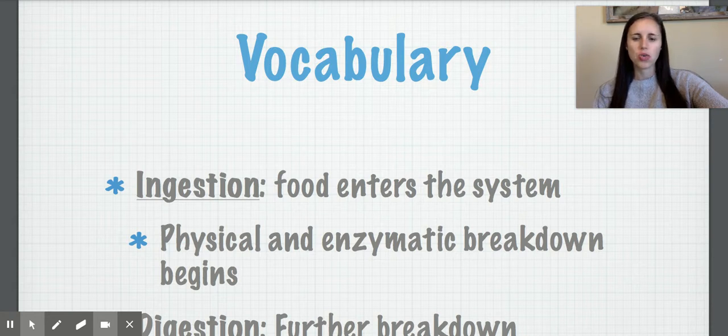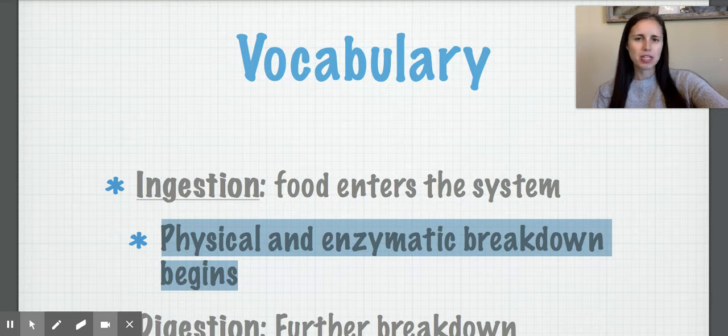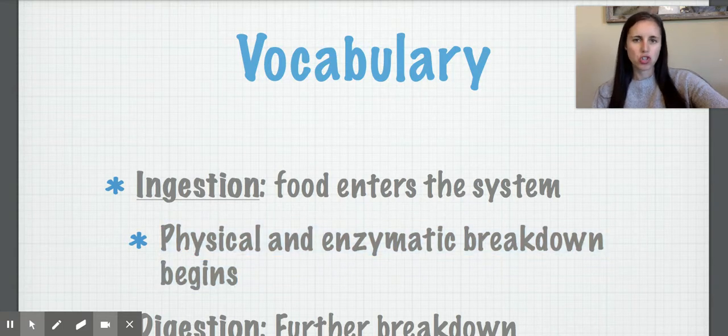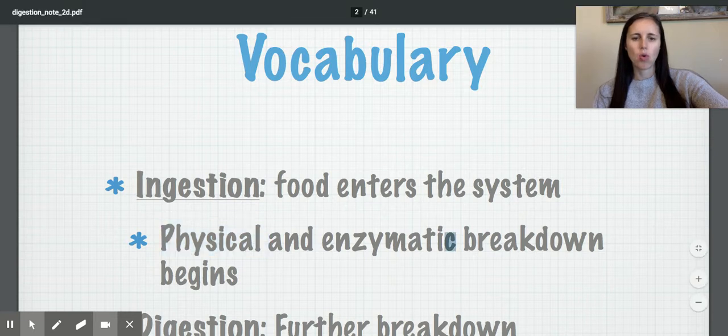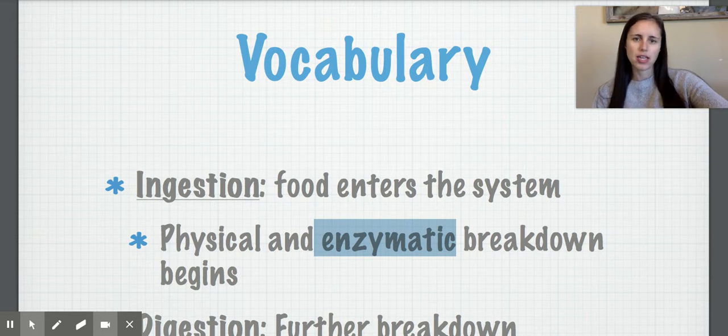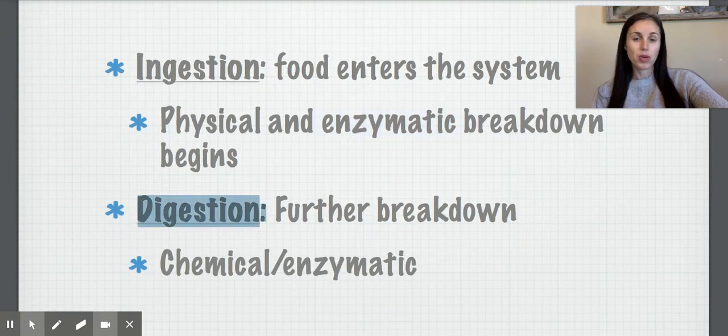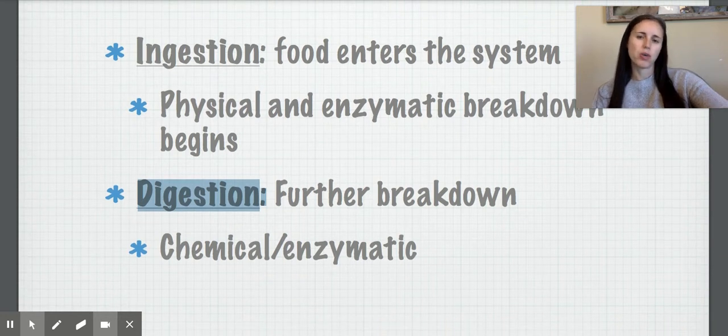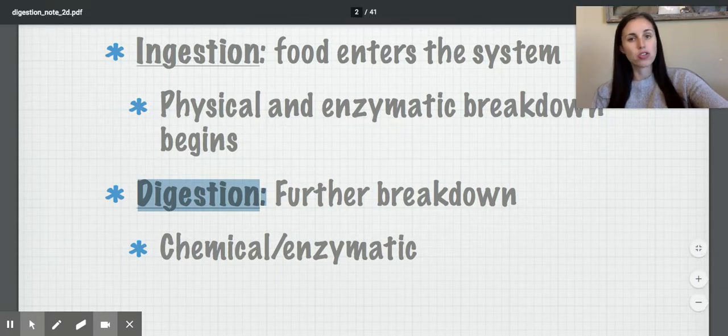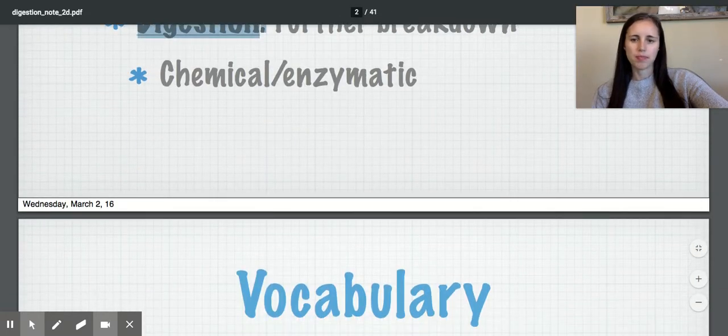With ingestion, you are going to have physical and enzymatic breakdown that's going to begin. So you don't have to concern yourself too much with these terms right now. I am going to be talking about them throughout the video, but pretty much there's two ways to break down food: physically or chemically. So at the very beginning, when food enters your system, right away we start digesting it two different ways. Digestion, what does that actually mean? It means the breakdown of food. So there's two different ways that we can break down food: chemical, which is also known as enzymatic, and then there's also the physical breakdown of food as well. So ingestion, food enters your system. Digestion, we start breaking it down.